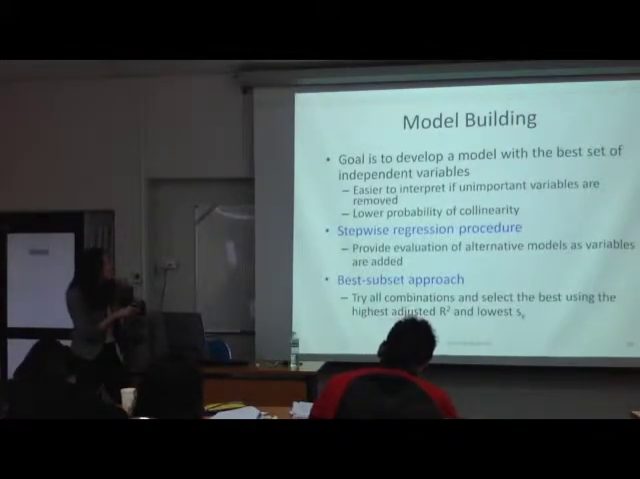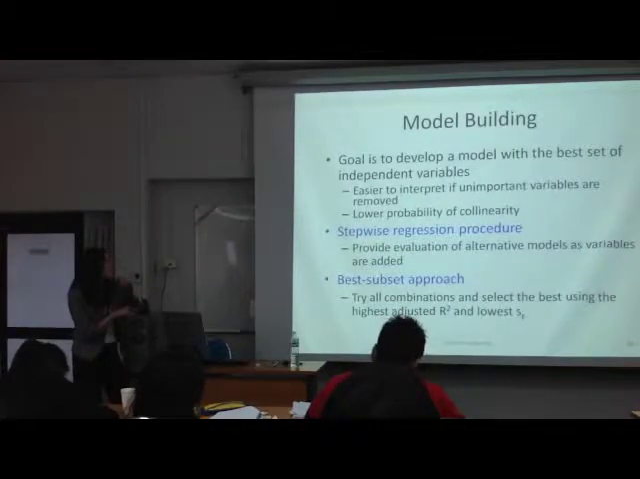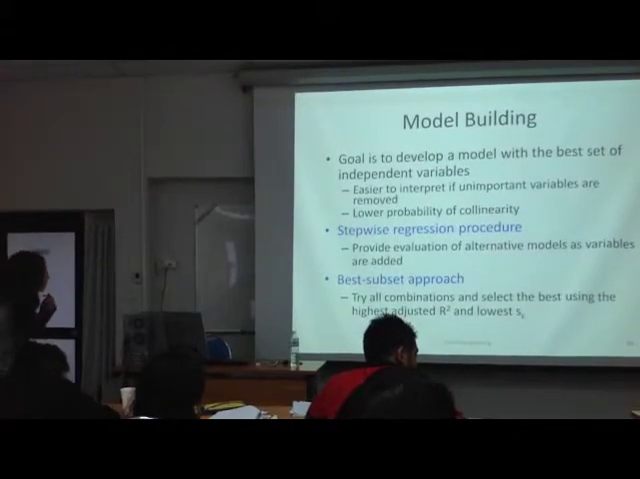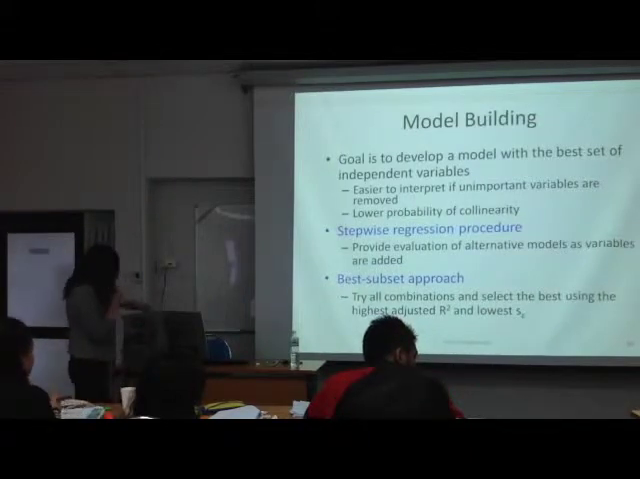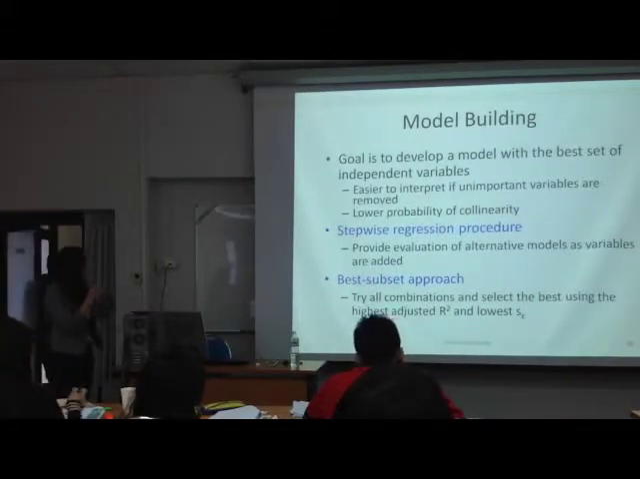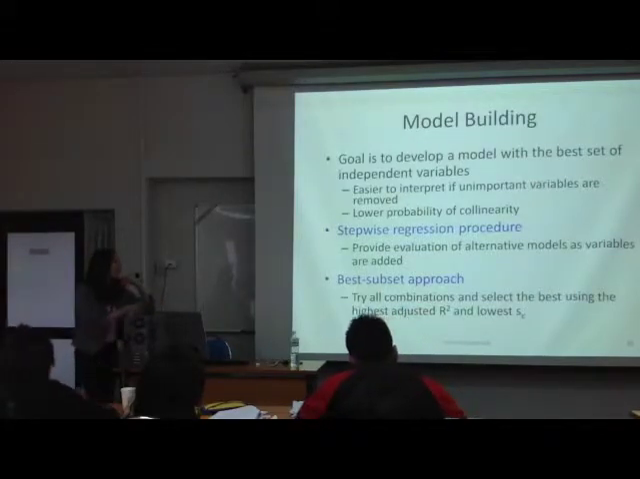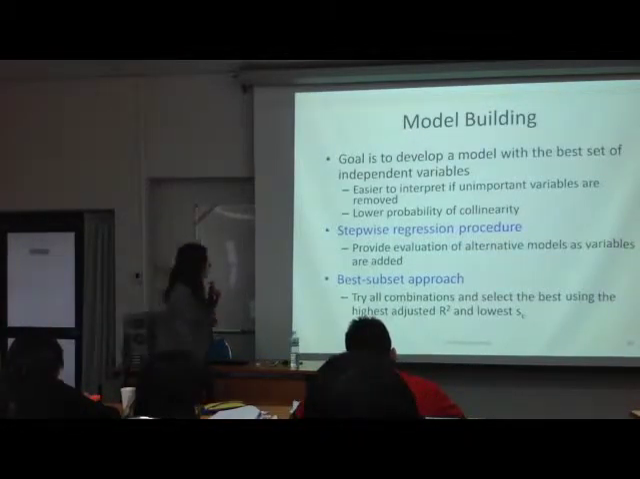And here we will consider two methods. The first one we call the stepwise regression procedure. And the second method we call the best subset method. Okay. Stepwise is easier, but for best subset you need to try all the combinations and select the best one using the adjusted R-square or lowest standard error.